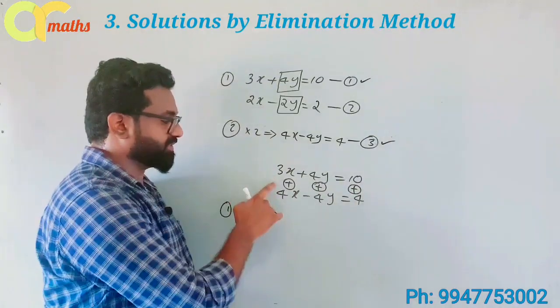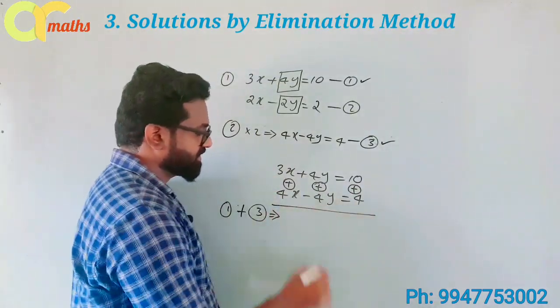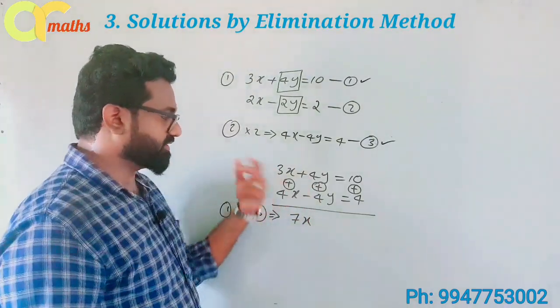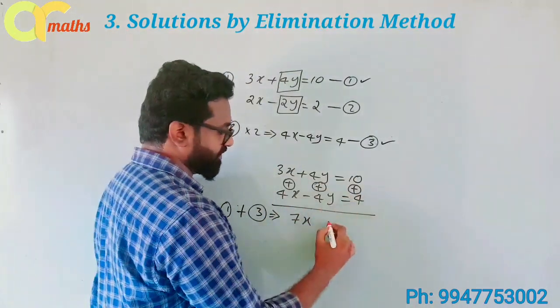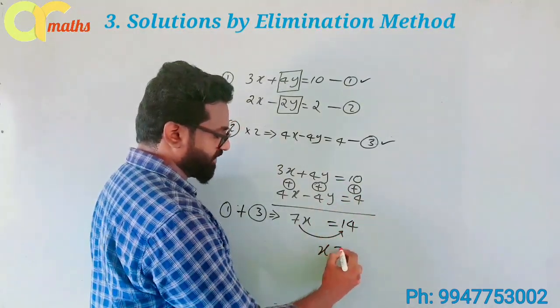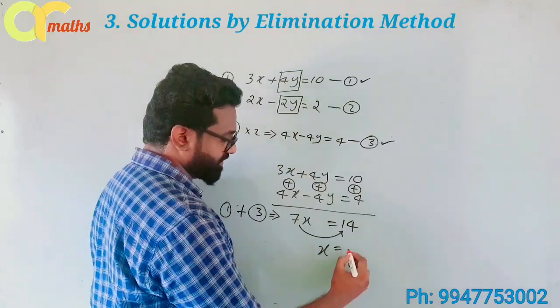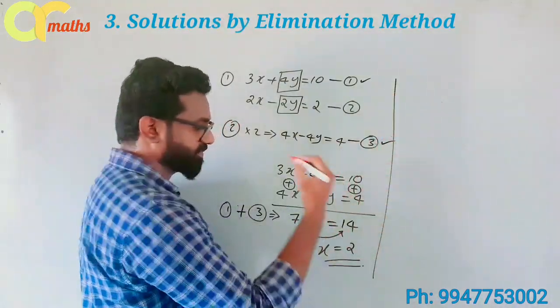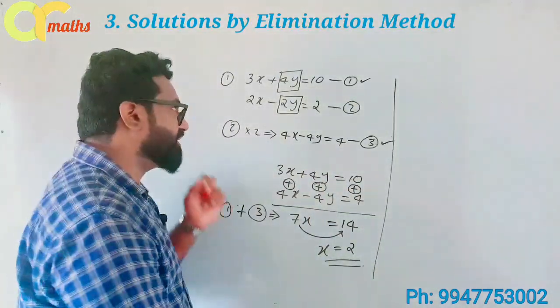Ready? So 3x plus 4x, that is 7x. 4y plus minus 4y cancel. 10 plus 4, 14. Then what is x? x equal to 14 divided by 7, that is 2. So you got x. Then how to find the value of y?